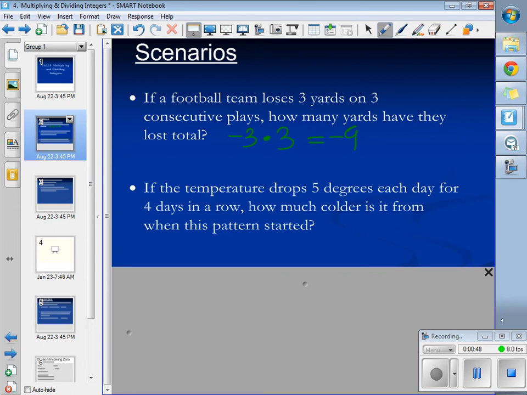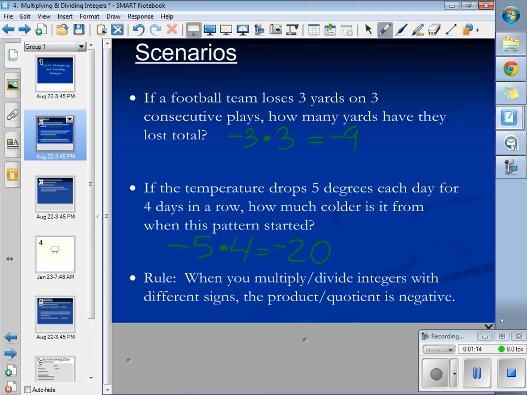If the temperature drops 5 degrees each day for 4 days in a row, how much colder is it from when this pattern started? So it's dropping 5 degrees 4 days in a row. So it'd be 20 degrees colder, or -20 degrees from where it started.